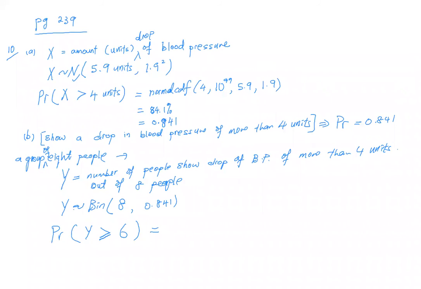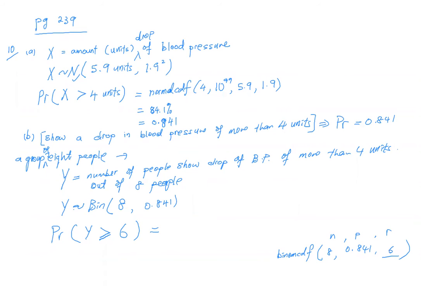How to calculate this? Binom CDF. Okay, you tell me how to use binom CDF. So what to put in? The N is 8. The probability of success is 0.841. Then, what is the R that you want to put in? 6. Okay.